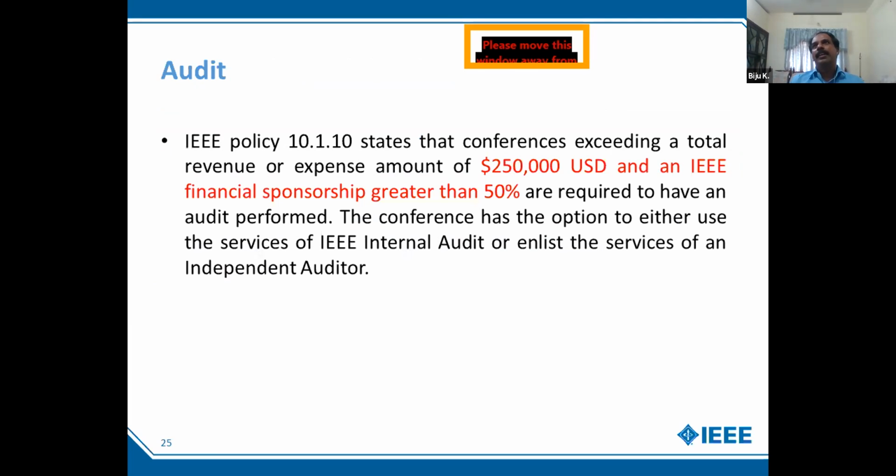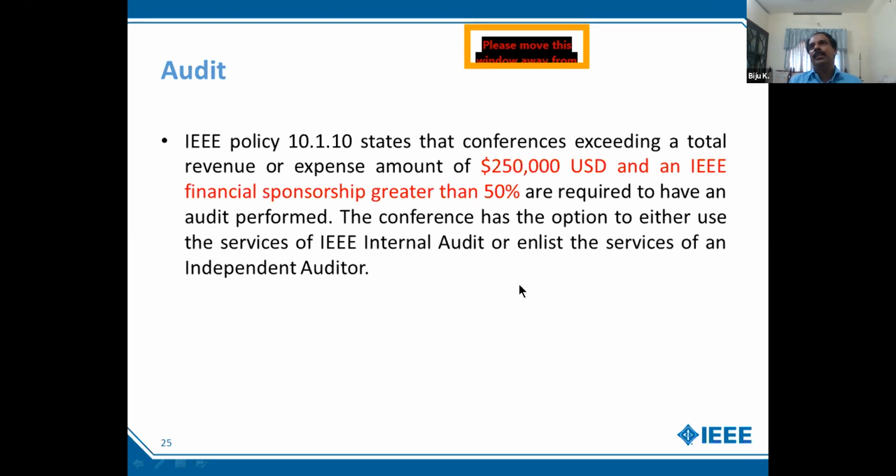All conferences, whether it is a financially sponsored conference or a technically co-sponsored conference, are ideally expected to be audited properly after the end of the conference. And IEEE has different types of audits. If our conference income is more than 250,000 US dollars, and the IEEE financial sponsorship is greater than 15%, then the audit is going to be a very rigorous process.